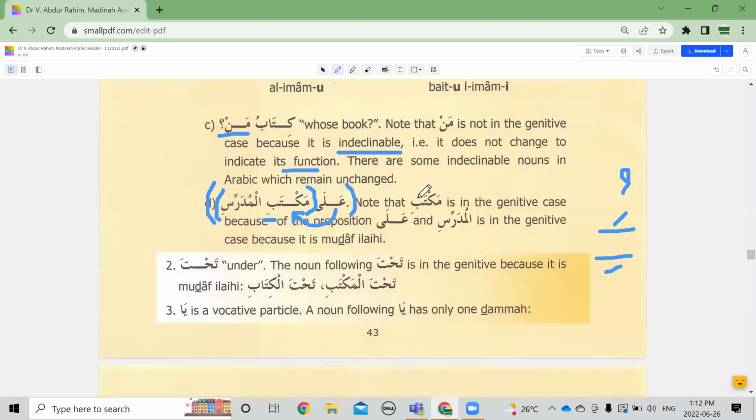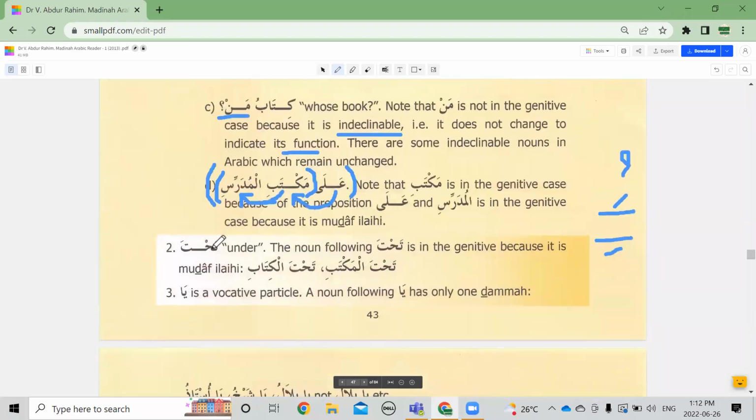So ala maktabil mudarrisi. Usually we say alal maktabi, on the table. But because this is the mudaf, it cannot have alif lam. That's why it's ala maktabil mudarrisi. So what does this say? Maktabi is in the genitive case. Genitive means majroor because of the preposition ala. And al-mudarrisi is in genitive because it is mudaf ilayh. Ala is making the mudaf majroor, and the mudaf is making the mudaf ilayh majroor. So it's acting like this. This is also majroor. This is also majroor.